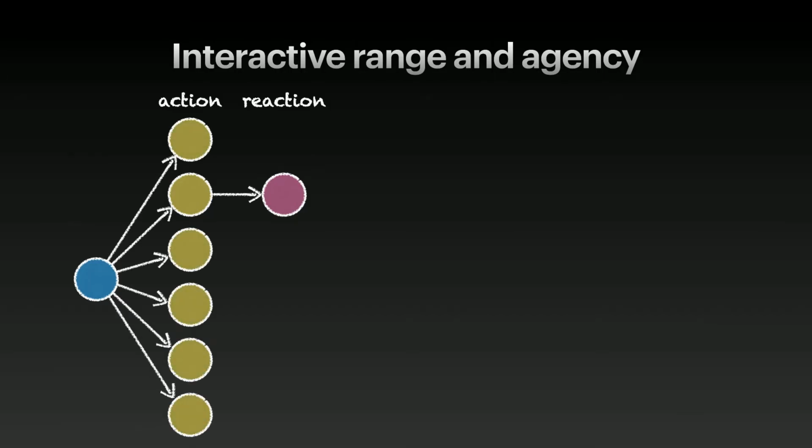The interactive range is the whole collection of actions that the interactor could take in that situation. This is what the platform and the story world together offer to the interactor, and there's nothing outside of this range that the interactor can do.